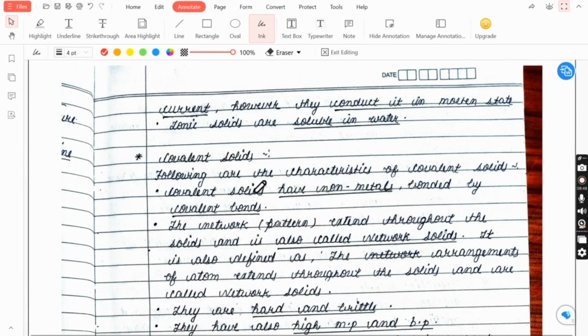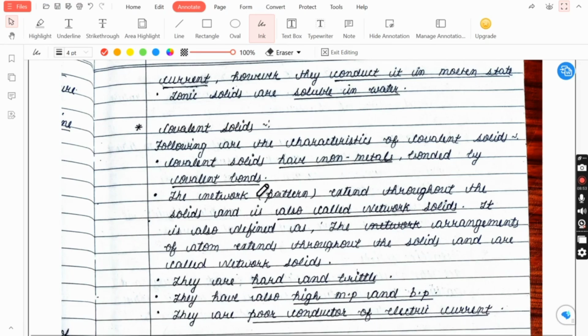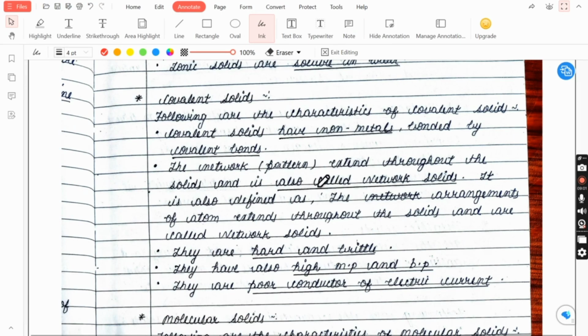Then to move again, there are covalent solids. So what are the properties of covalent solids? How can you classify covalent solids? Covalent solids generally have non-metals and are bonded by covalent bonds. You must have learned covalent bond in 11th class, but you will be learning this in upcoming classes also.